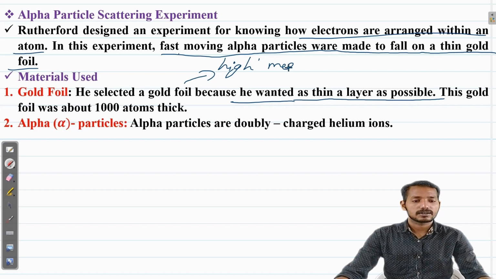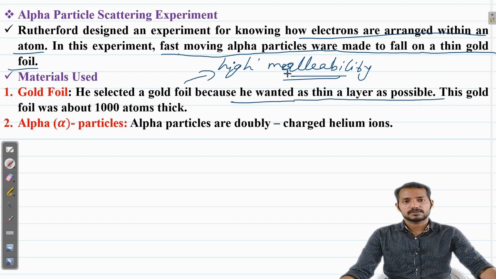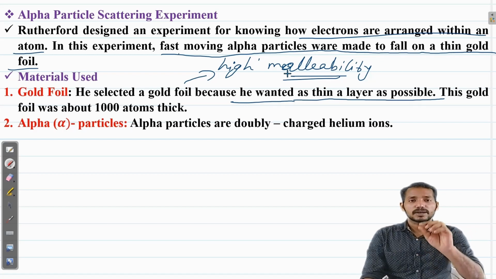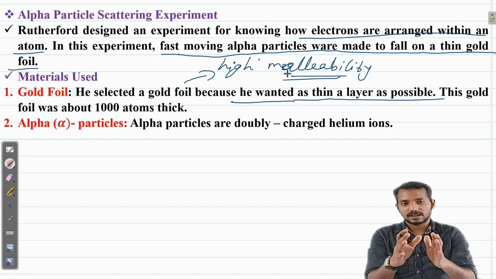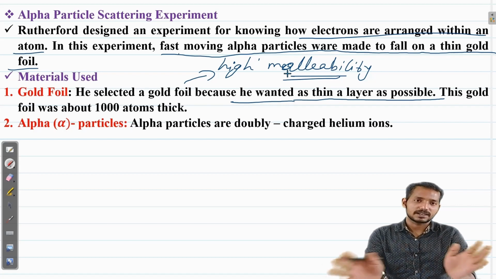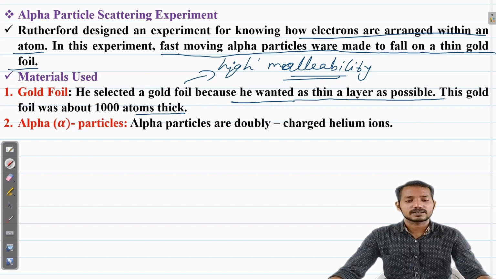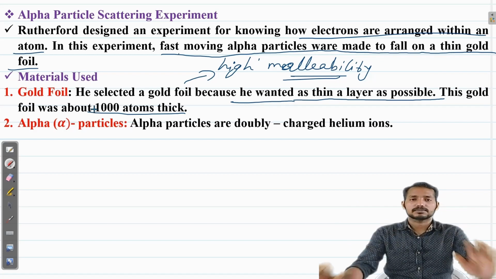High malleability. It can be made into thin sheet and thin foil because its malleability is so high. Because of this reason, gold is used for making ornaments with small designs. Not only that, gold is non-reactive with oxygen. But one reason is that gold is highly malleable because it can be made into a thin foil. And this gold foil was about 1,000 atoms thick. That means the thickness of the gold foil consists of 1,000 atoms.